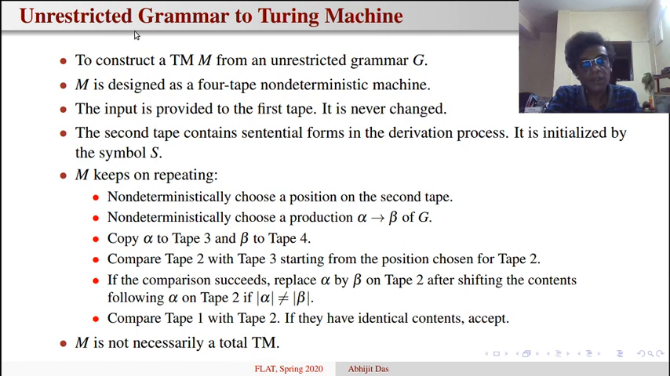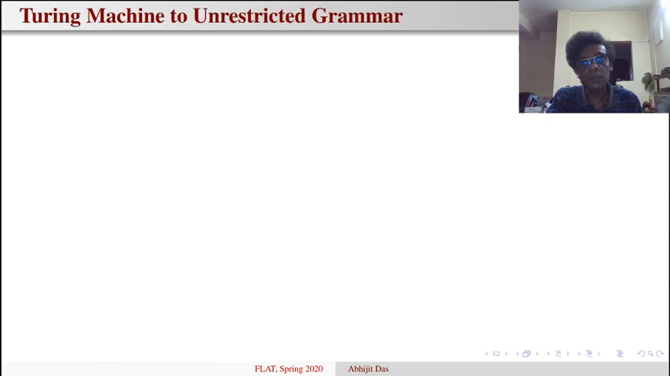In fact, unrestricted grammars are equivalent not to recursive languages, but to recursively enumerable languages. Okay. This is an important thing. M is not necessarily total. It may exhibit looping behavior. Good. The reverse construction, the converse construction, is a little bit more involved.